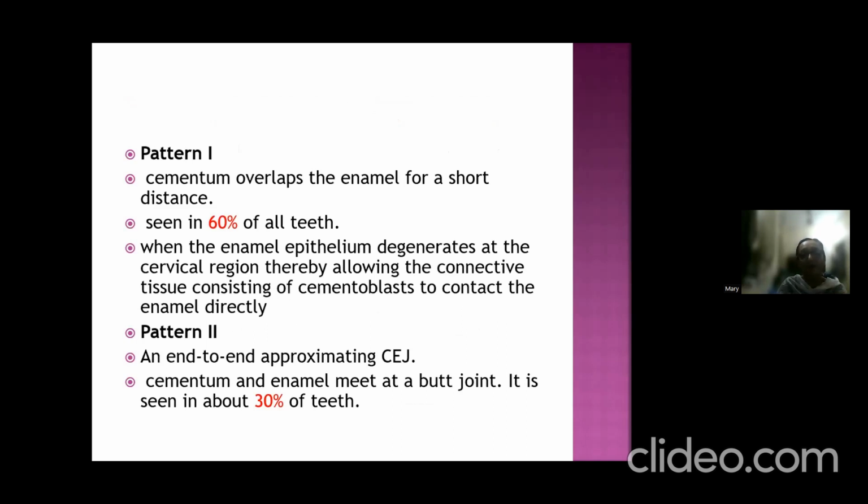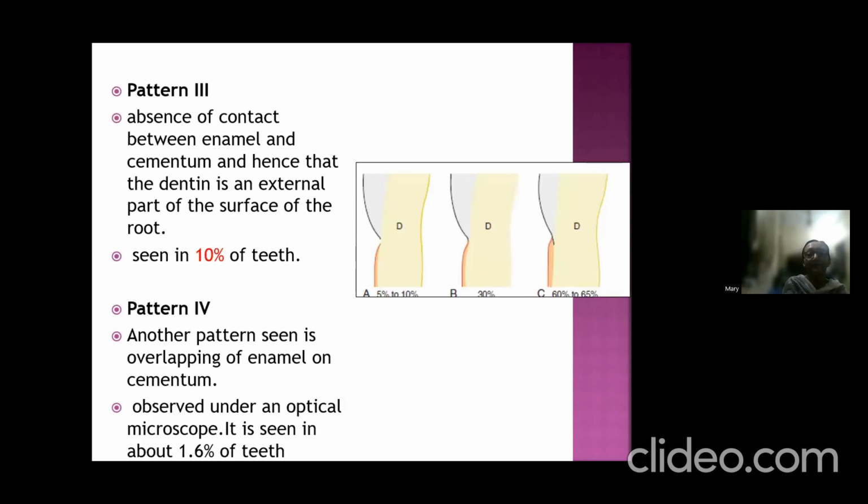When the cementum overlaps the enamel for a short distance, this comes under pattern 1. It's seen in almost 60% of the teeth. Pattern 2 is an end-to-end relation, where the cementum and the enamel meet at a butt joint. This is seen in 30% of the teeth. Pattern 3 is absence of contact between the cementum and the enamel, seen in 10% of the teeth. And there is yet another pattern, pattern 4, where the enamel overlaps the cementum. This is very rare, can be observed only under an optical microscope, and is seen in 1.6% of the teeth.